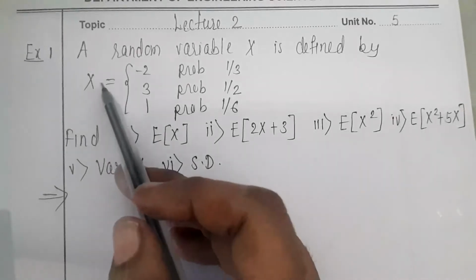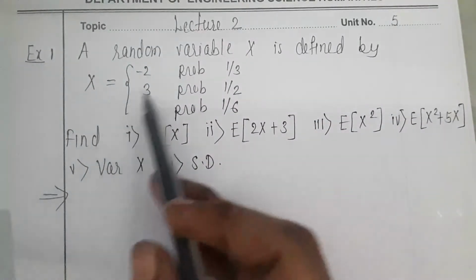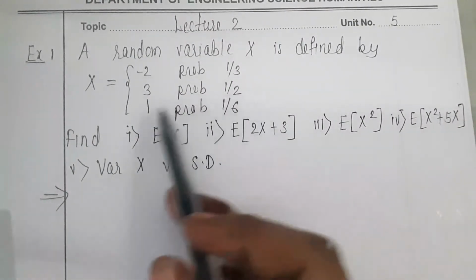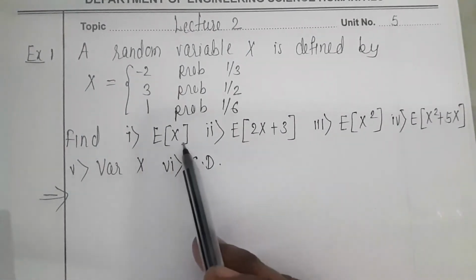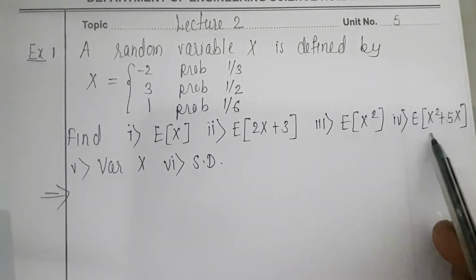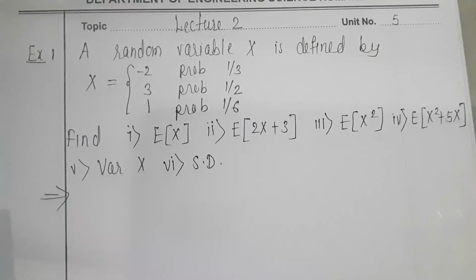So the first example is a random variable x defined by x is equal to minus 2, probability is 1 by 3; 3, probability is 1 by 2; and 1, probability is 1 by 6. Find expectation of x, expectation of 2x plus 3, expectation of x square, expectation of x square plus 5x, variance of x and standard deviation.